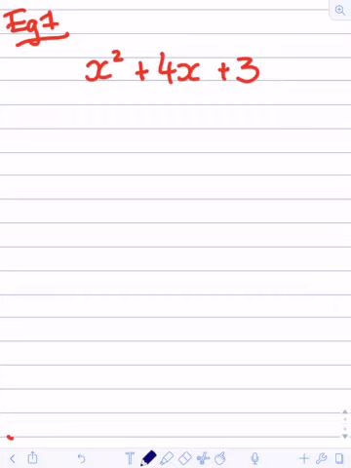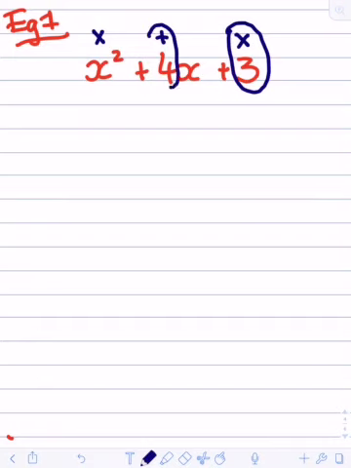The first step is to write times plus times on top of the expression. The first expression will be times, the middle expression will be plus, and the last expression will be times. Now our goal here is to find two numbers that multiply to give us the last term, which is 3, and add to give us the middle number, which is 4. So we have to find two numbers that multiply to give us 3 and add to give us 4.